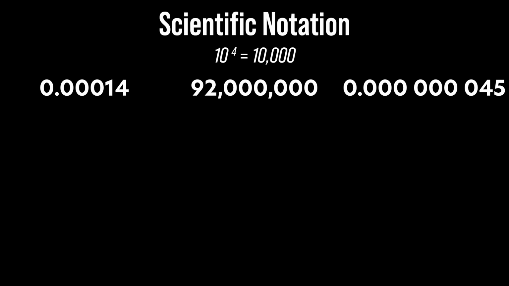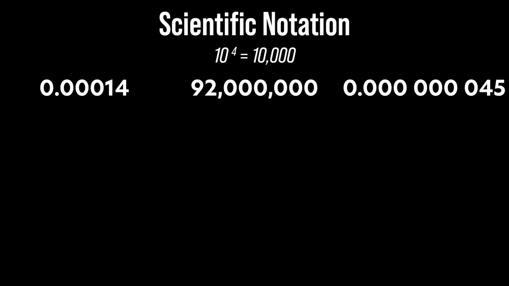Today we're going to learn about scientific notation. Scientific notation is a different way of writing really large numbers into a more simplified version in order to make reading the numbers a little bit clearer.